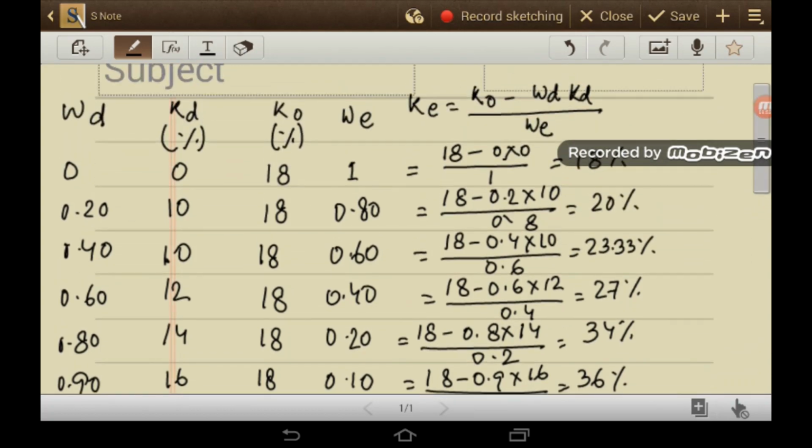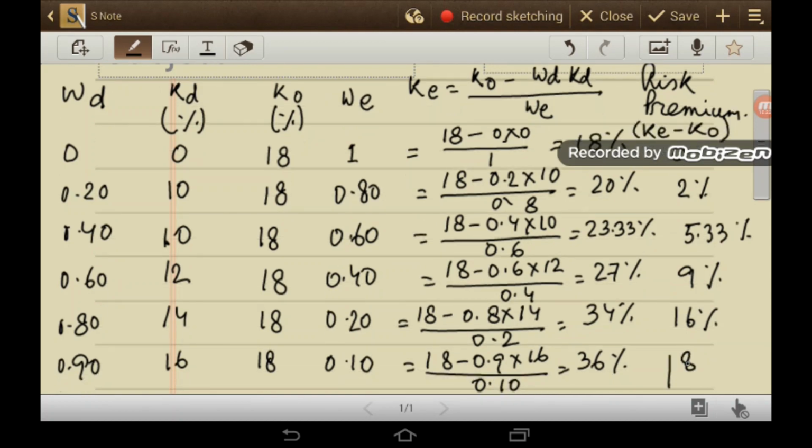So now you have to calculate the risk premium. What is the risk premium? Risk premium is the difference. So KE minus KO. So this will be 0, this will be 2%, 23.33 minus 18, so this will be 5.33%, then 9%, 16% and 18%. So the difference of KE minus KO is the risk premium.